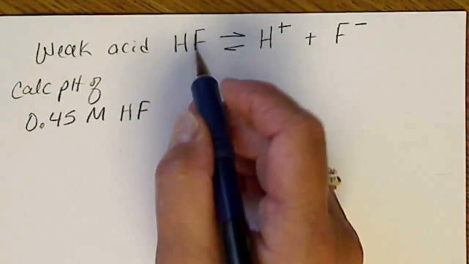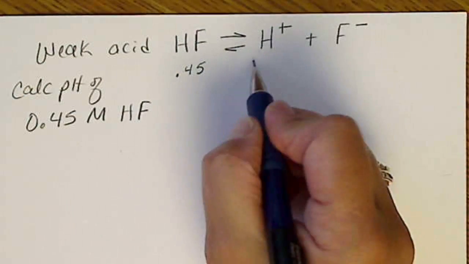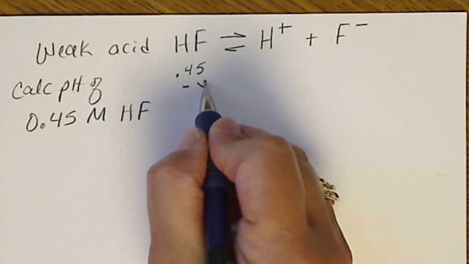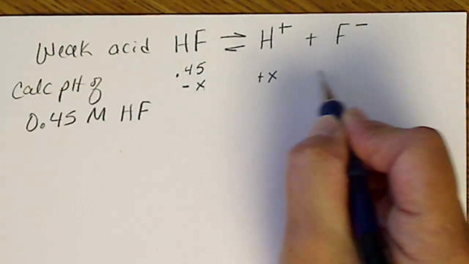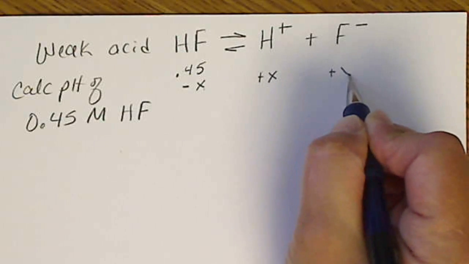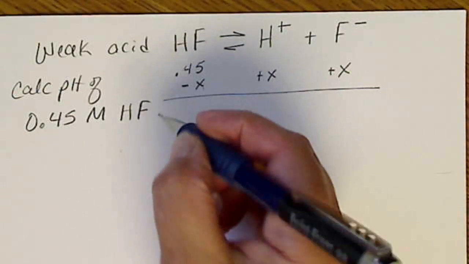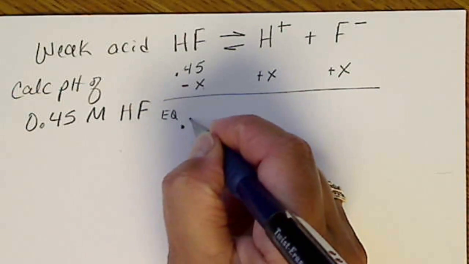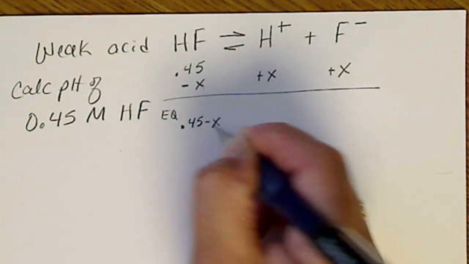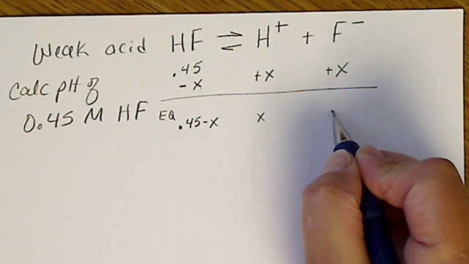So if we look at this table, we're starting out with 0.45 molar, and we lose an amount X, and here we gain the same amount X, and we gain an amount X over here. So at equilibrium, our HF is 0.45 minus X, our H plus is X, and our fluoride ion is still X.